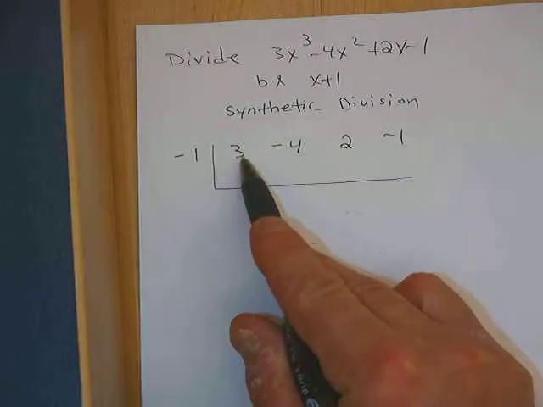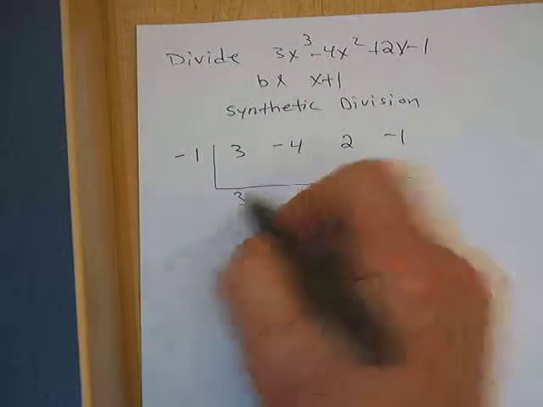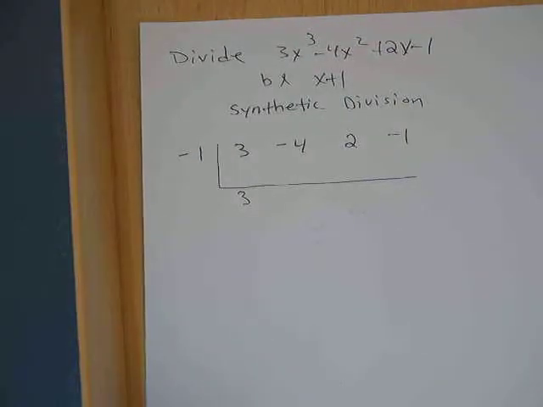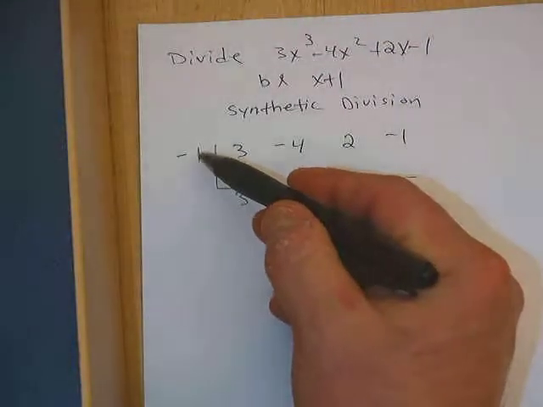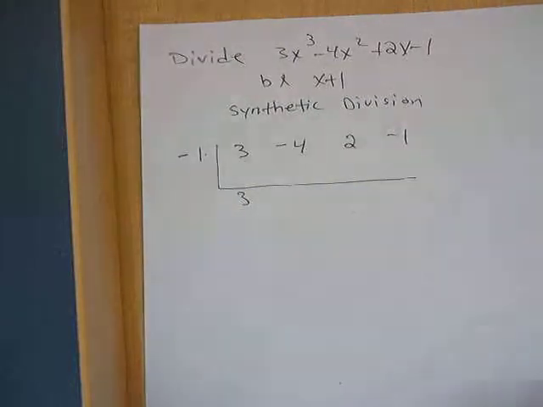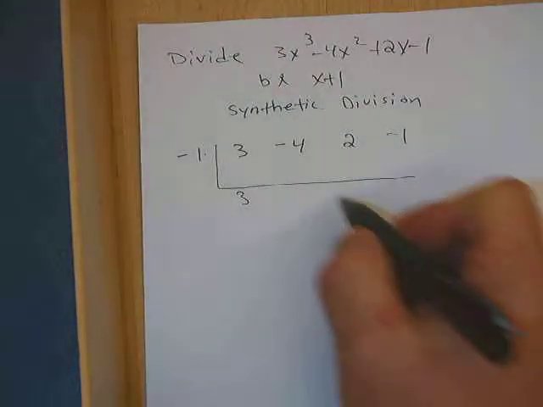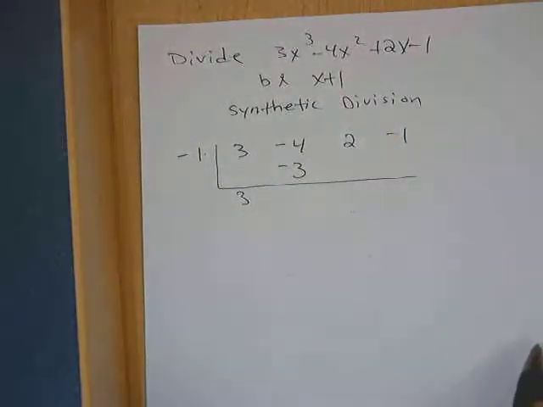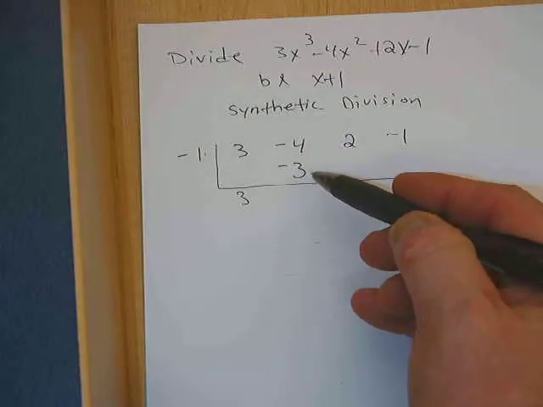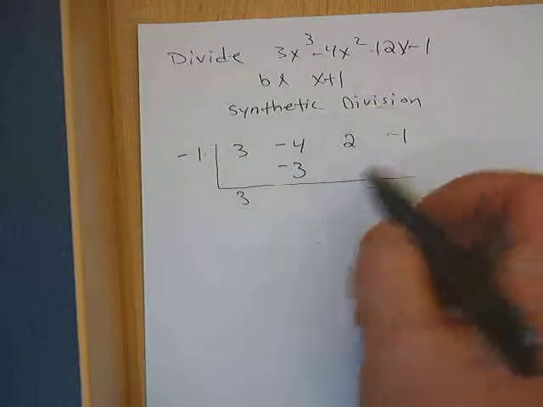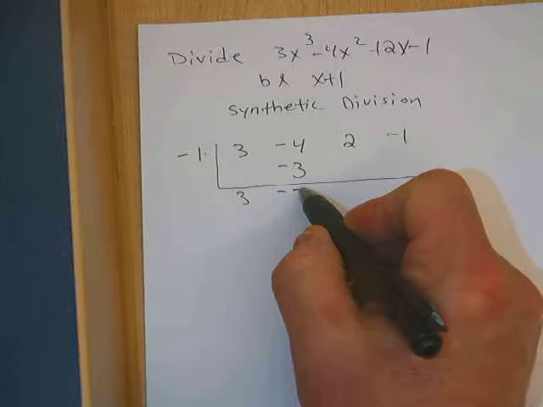Now here's what you do. Your first step, this 3, you rewrite it here. Just rewrite it. Multiply negative 1 times 3. What do I get? Negative 3. What's negative 4 plus negative 3? Negative 7.